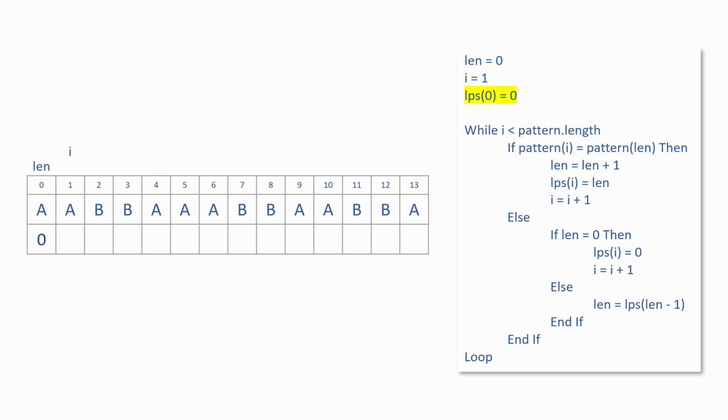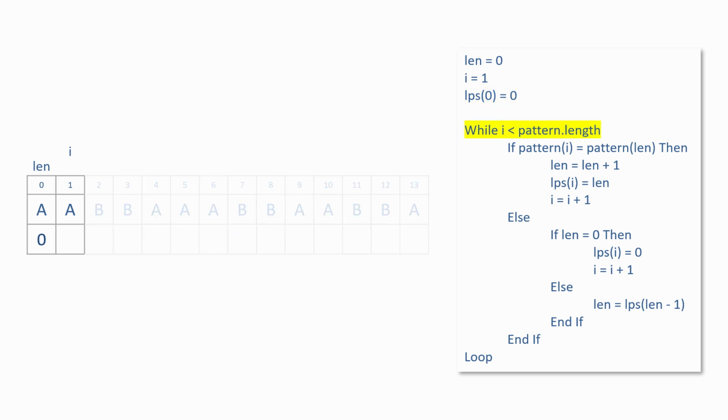A partial match of only one character is trivial because it has no proper prefix and will therefore always have an LPS value of 0. This value can go straight into the LPS array. The main loop of the program examines the two-letter partial match first, as defined by the position of I. The remainder of the pattern can be ignored completely for now.